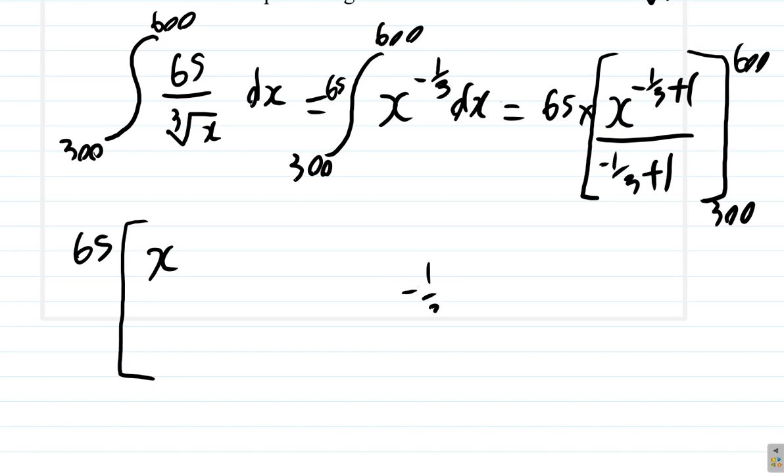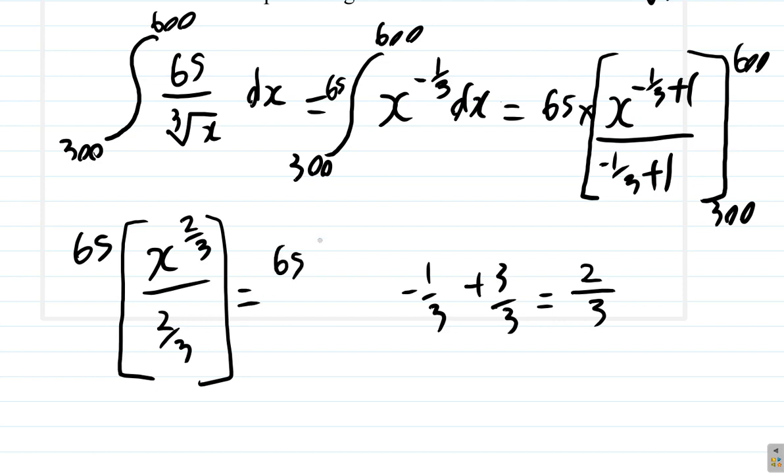Now remember, negative 1/3 plus 1 is the same as negative 1/3 plus 1 over 1, which is the same as negative 1/3 plus 3 over 3, because this is equal to 1. It's common denominators in fractions I'm doing here. So negative 1 of anything plus 3 more of them gives you 2 of them. So negative 1/3 plus 3/3 gives you 2/3. So it is x to the 2/3 divided by 2/3.